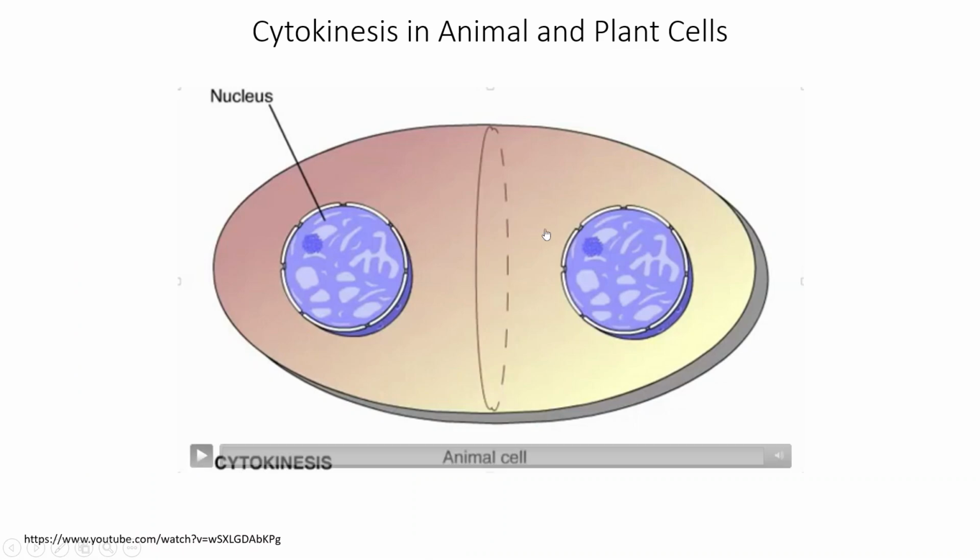So this is a video that I found that helps understand the difference in the cytokinesis step in animal cells versus plant cells. Please let me know if you can't hear it. If you can, then all good.